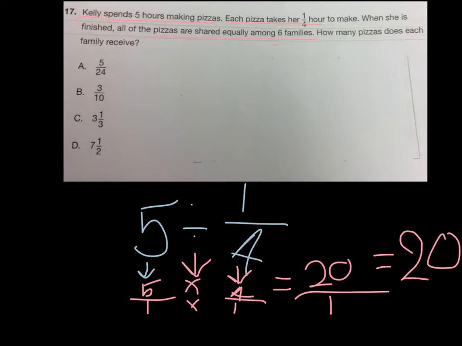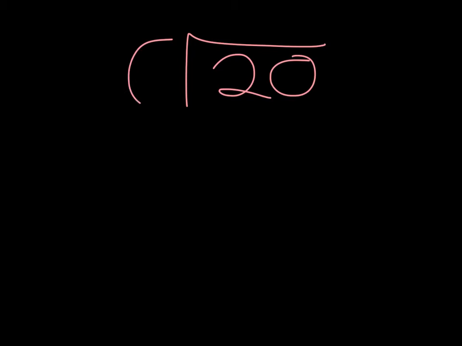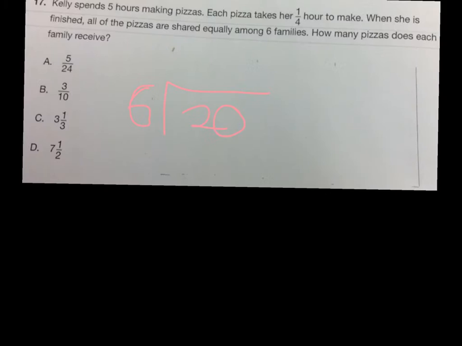So now we are going to erase this so we have more space to work. Because Kelly has made 20 pizzas and she's sharing them among 6 families, we have to do 20 divided by 6. And we're going to do long division. So 6 goes into 2 0 times, and 0 times 6 equals 0. 2 minus 0 equals 2. And then you bring down your 0.